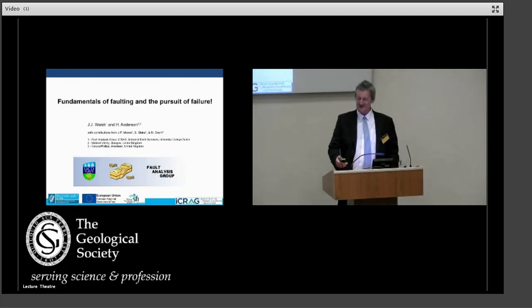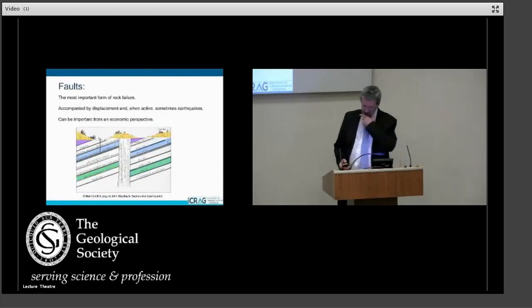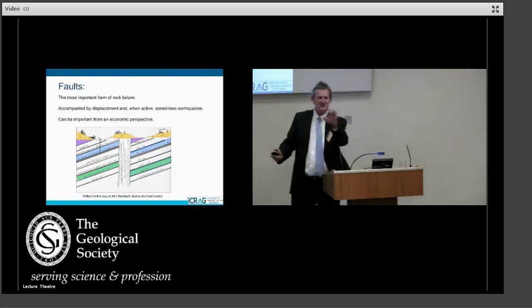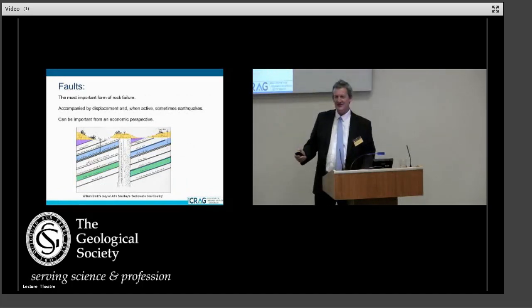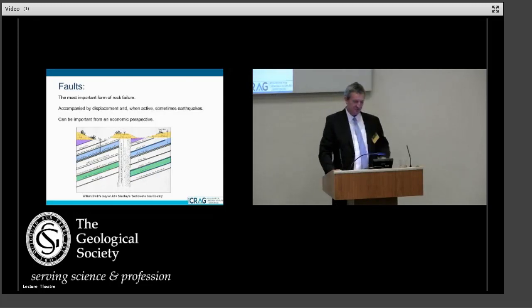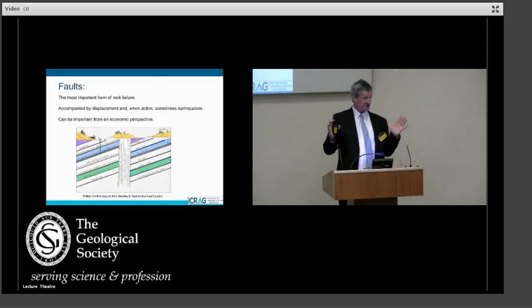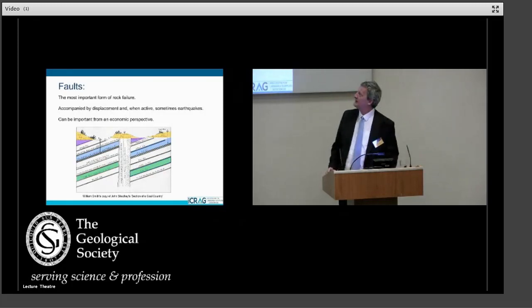Of course, the backdrop to that is that effectively that's what we chase all the time as the fault analysis group. We are actually pursuing failure, because for those of you who aren't geologists, and there may not be too many of you, but I'm assuming there are, the faults are the most important form of rock failure. They're accompanied with a displacement, and of course we all know, to people's detriment, that oftentimes that can take the form of earthquakes.